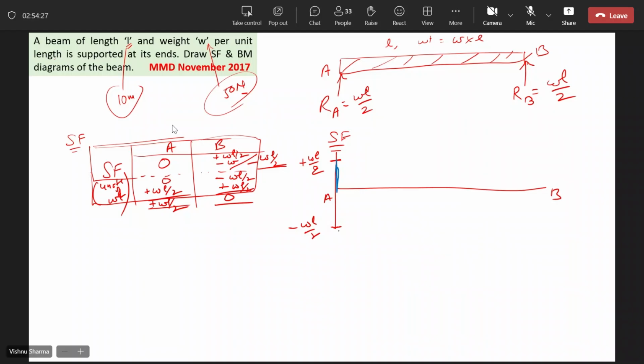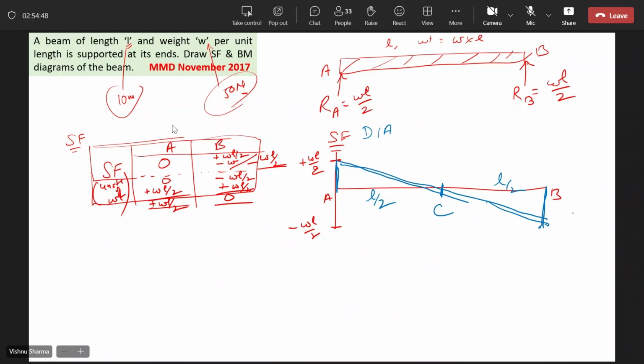Then it will go to minus WL by 2, cutting at the mid length and then becoming 0. This is C, this is L by 2, and this is L by 2. This is the SF diagram. Do you agree with me? Correct, Peter? Yes, sir.